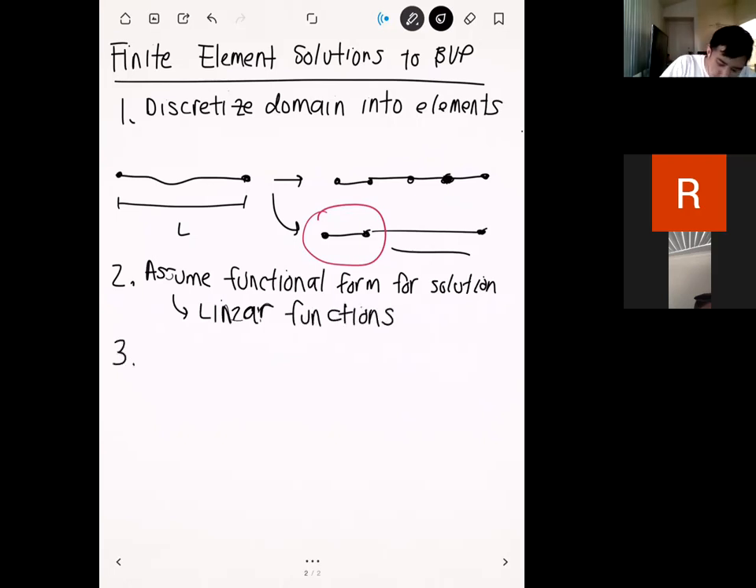Linear functions are actually really nice because they're simple and they don't have that many constants, and we can solve for them pretty easily. Okay. Once we assumed a functional form, we can form our element stiffness matrix. Last time we derived the expression for the element stiffness matrix based off our linear shape functions, so you can basically just apply that formula. One thing that's also new in this case is that we're also going to get an element forcing vector.